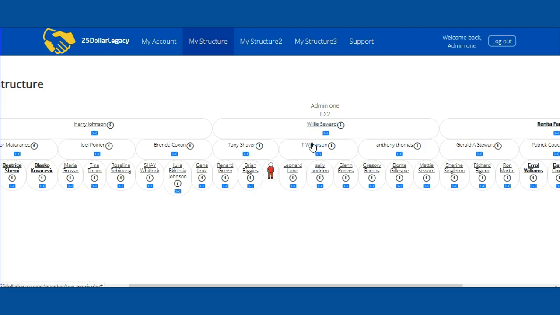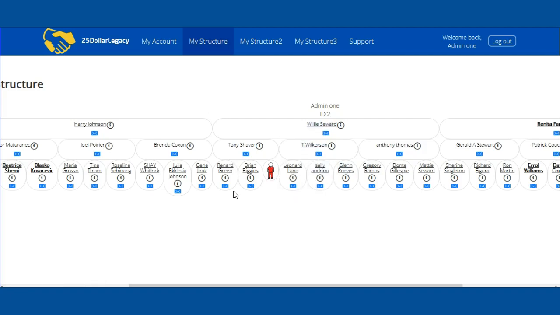What happens is, let's say T. Wilkerson invited Sally, okay? But T. Wilkerson decided to quit next month. They will be eradicated from the system. Sally will then move up to the nearest sponsor, which is Willie. So Sally will now be sponsored by Willie. That's how we built this system, ladies and gentlemen. So this person will be removed, the next person will be rolled up, and so on.